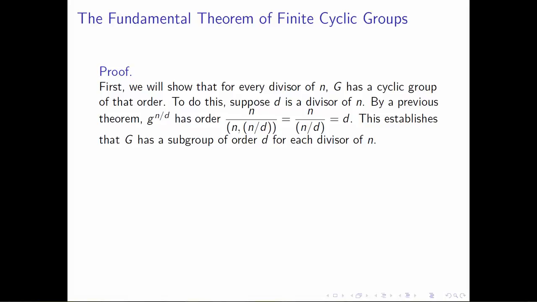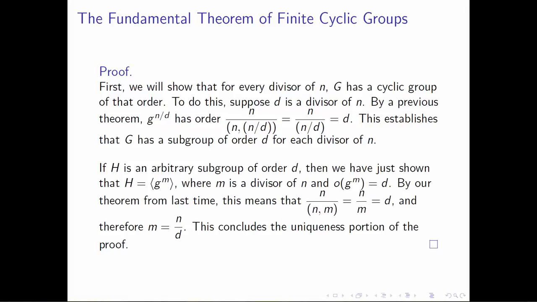All the way back to our first example, we noticed in both Z mod 12Z and in U of 13, both cyclic groups of order 12, that we had subgroups of order 1, 2, 3, 4, 6, and 12, and each of those groups happened to be cyclic. So this is something that we saw before, and this is in fact true of all finite cyclic groups.